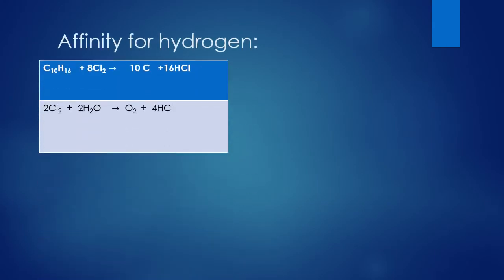Affinity for hydrogen. This chlorine, when it is burned with turpentine, the formula for turpentine is C10H16, which is obtained from pine wood. So it can be called turpentine or turpentine oil. So when chlorine is treated with turpentine, that is a hydrocarbon, C10H16, it gets converted into carbon and hydrochloric acid. Meanwhile, when this chlorine is treated with water, it gives you the products oxygen gas as well as hydrochloric acid.